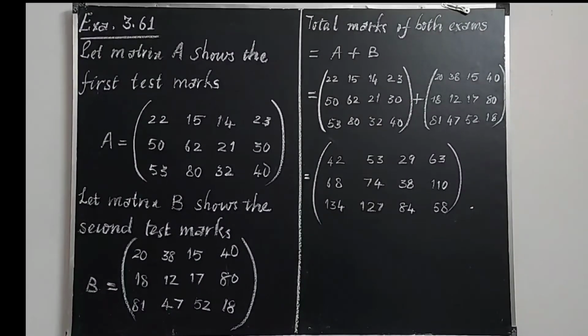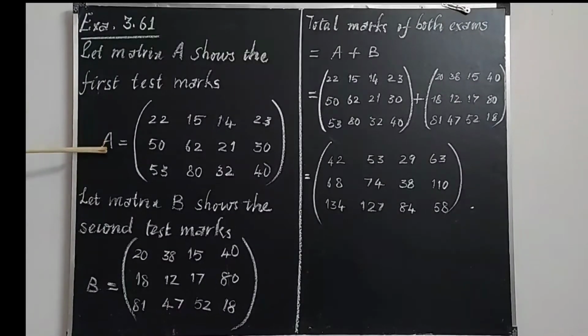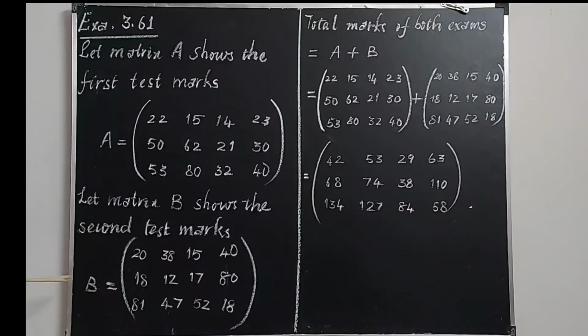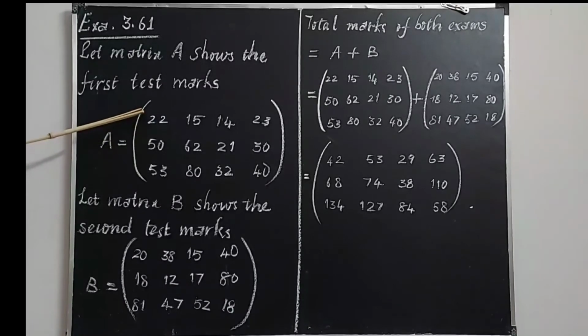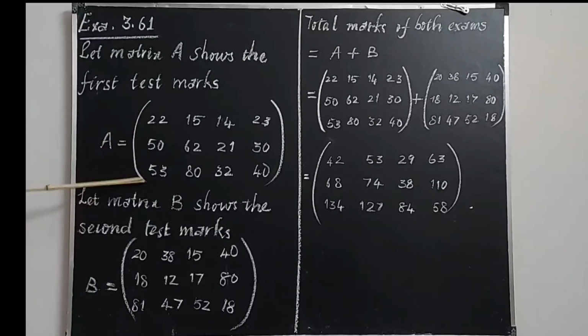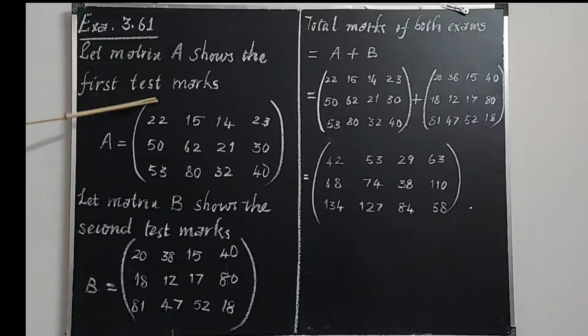Let us write down the information given. Let matrix A show the first test marks, so write down the matrix A, and let matrix B show the second test marks, matrix B. Each of the matrices, what's the order? 3 by 4 order, 3 rows and 4 columns. Rows represent group 1, group 2, group 3, and the columns represent the subjects.